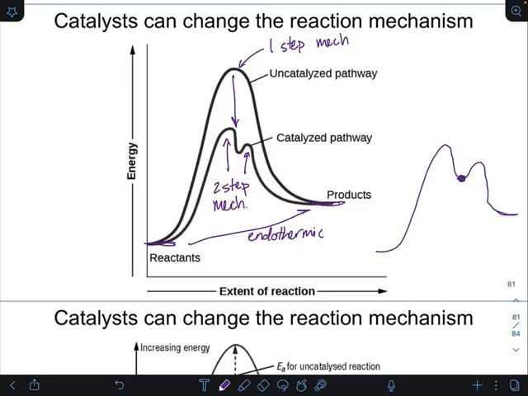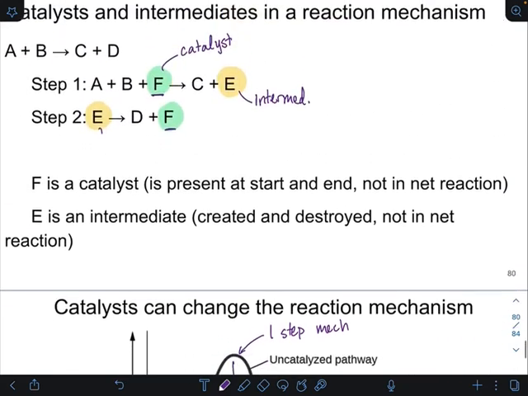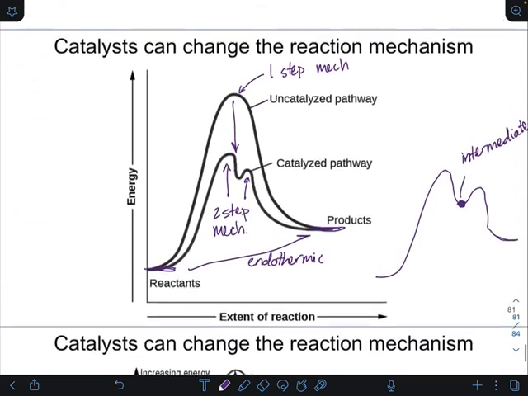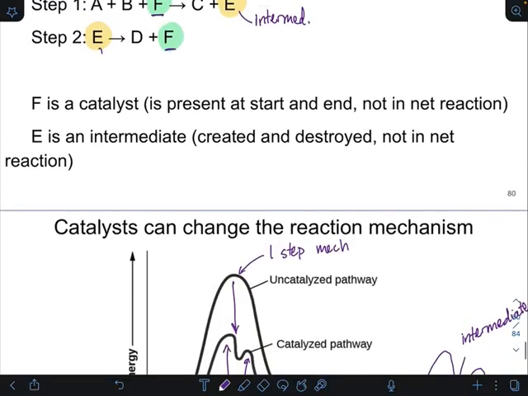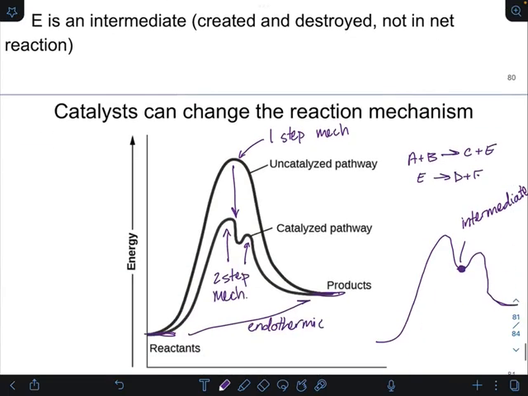The valley between the two peaks is where the intermediate is. So this is something that is produced in the first step and then is consumed in the second step. So if we had the same reaction mechanism as before, so A plus B, let's leave out the catalyst, goes to C plus E, and then E goes to D plus F.